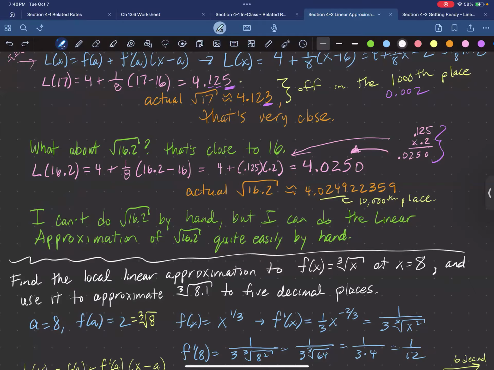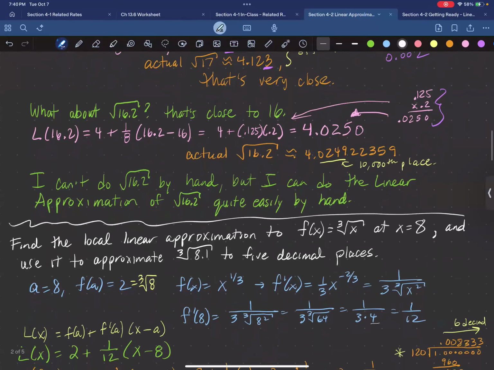It's okay. And then we need that at 8. I need to do this at 8 right here. We need to calculate that at 8. So I did f prime of 8. I plugged it in. 8 squared is 64. The cube root of 64 is 4. 3 times 4 is 12. So that slope is 1 over 12.